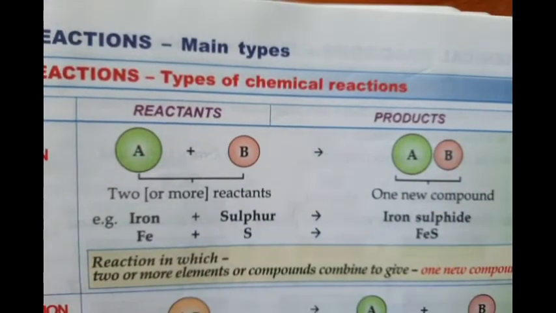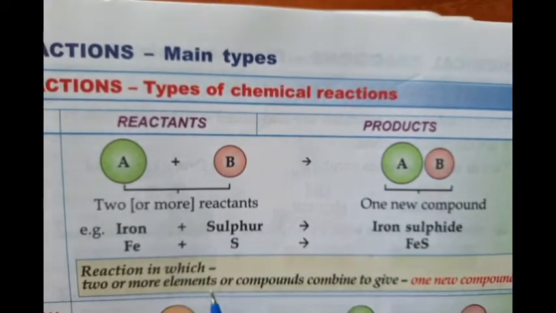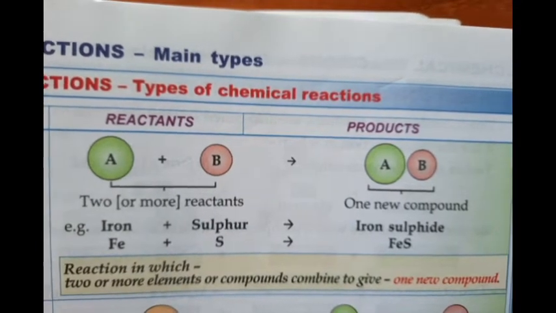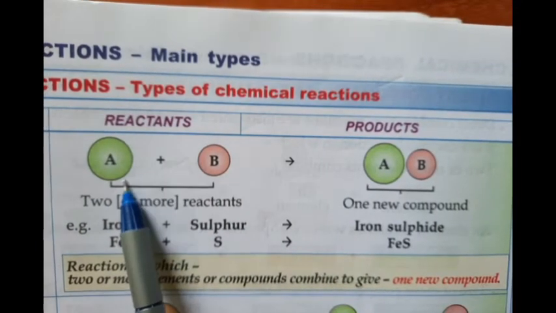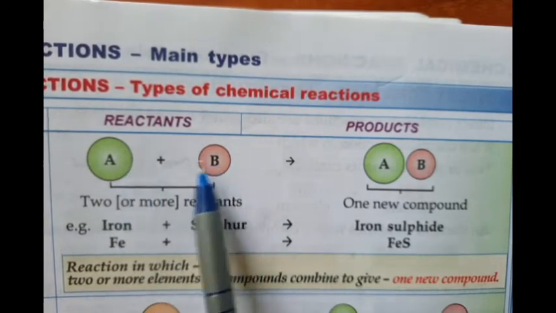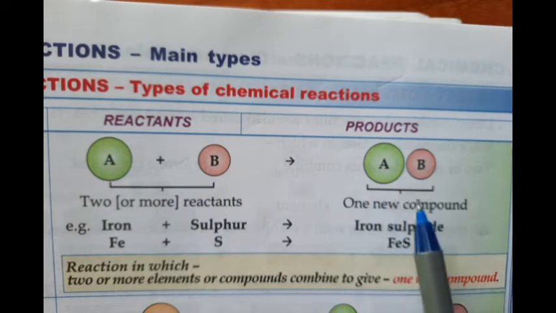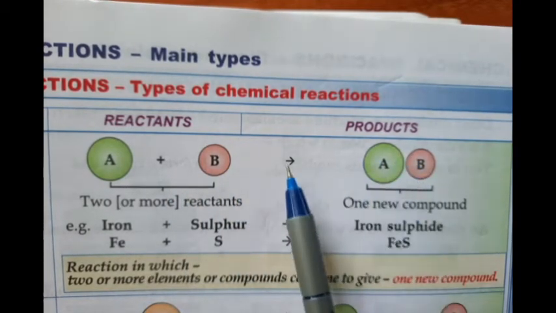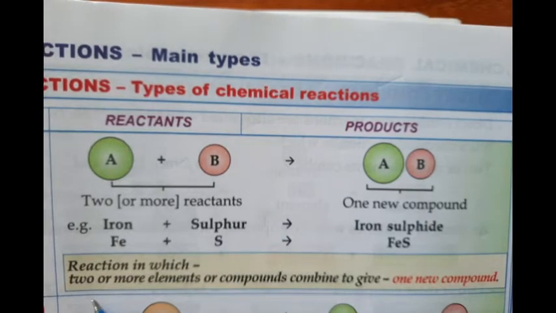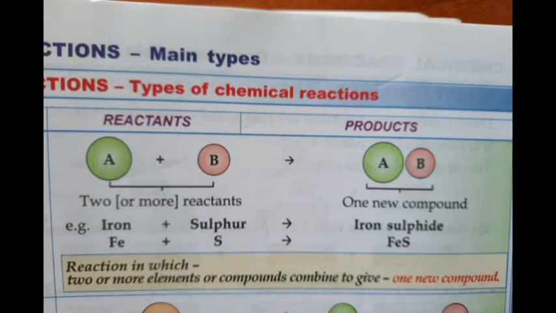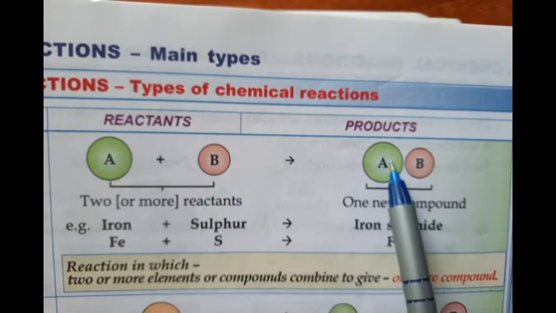We can see one example here where A and B are combining to give you AB. So A and B are the two reactants. This is one reactant, this is another reactant. When they combine, you get a product called AB. So this is the left hand side reactant, the right hand side product, separated by the arrow symbol. A and B are the reactants, AB is the product, and here only one substance is formed. So such a reaction is called combination reaction.